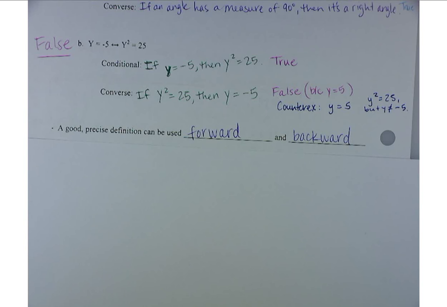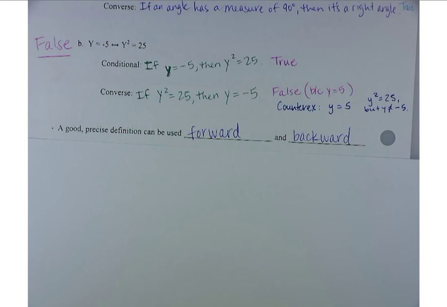Alright, so a good precise definition can be true forward and backward. So our example is if a figure is a quadrilateral, then it is a four-sided polygon. If a figure is a four-sided polygon, then it is a quadrilateral. So to be sure the definition is precise, it helps to write it as a biconditional statement. So we're going to write each definition as a biconditional.